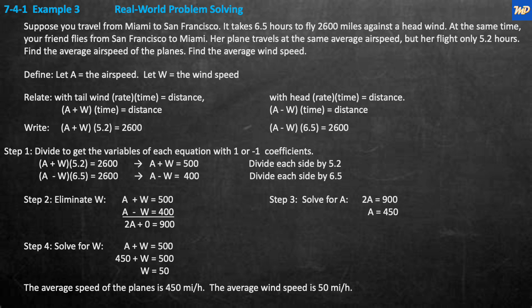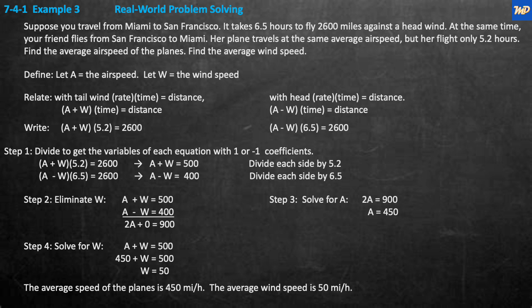Suppose you travel from Miami to San Francisco. It takes 6.5 hours to fly 2,600 miles against a headwind. You're flying 2,600 miles into the wind, and it takes 6.5 hours to fly that distance. At the same time, a friend of yours flies from San Francisco to Miami. Her plane travels at the same average speed, which is some value we don't know at this point, and her flight is only 5.2 hours, so it's almost an hour and a half faster, right?